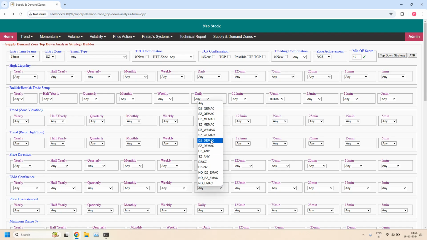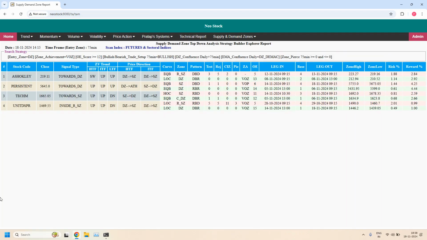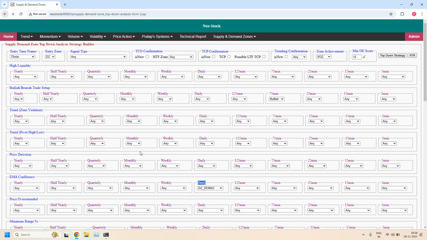Daily demand zone having daily EMA confluence filter is enabled. We got 4 stocks. So these 4 are high probability setup supported demand zones. Okay, apart from these 4, we can also find high probability zones based on LTF, ITF and HTF zone confluence. So let's go back, removing EMA filter.